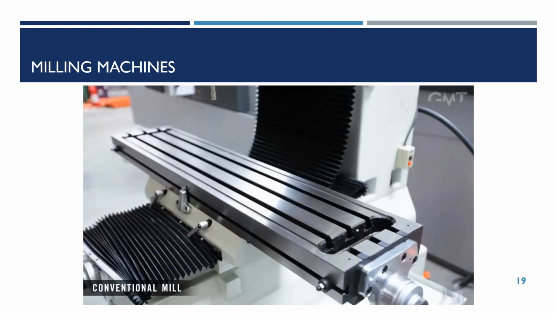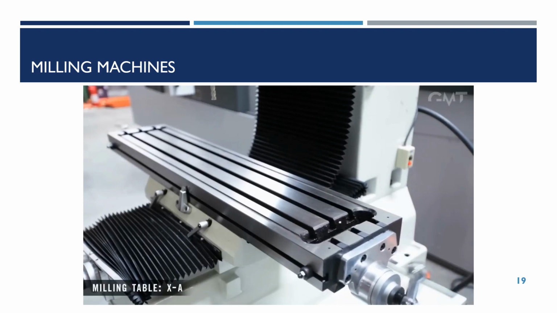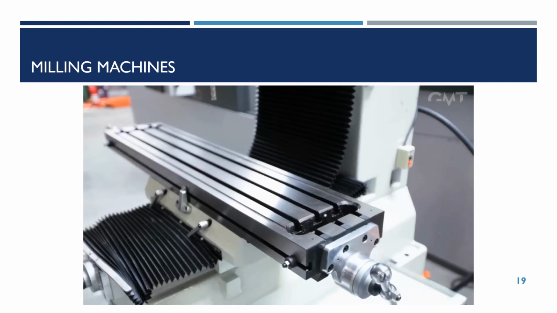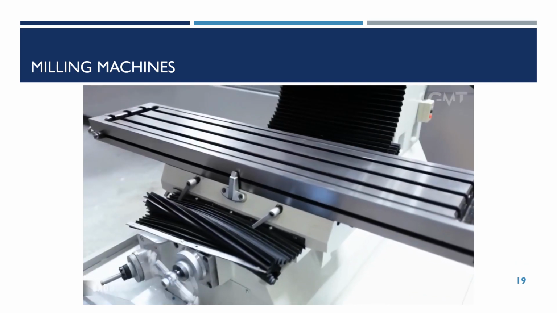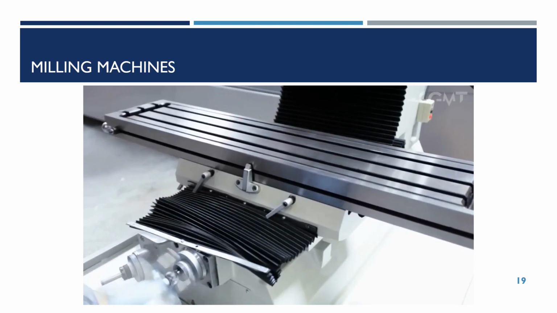On a manually operated conventional milling machine, the milling table can be moved side to side along the X-axis using one of two hand wheels. The table sits on a structure called the saddle, and together they can be moved transversely along the Y-axis.